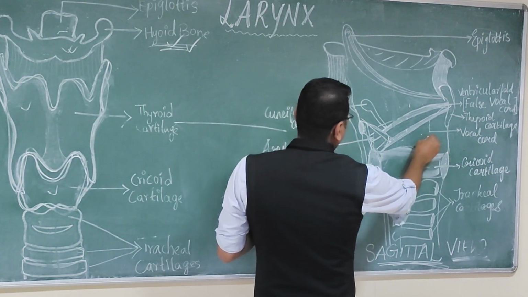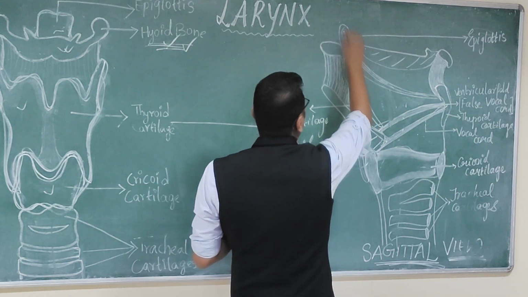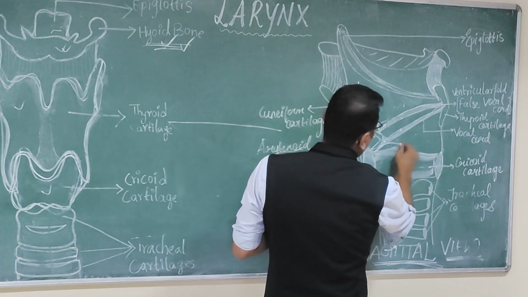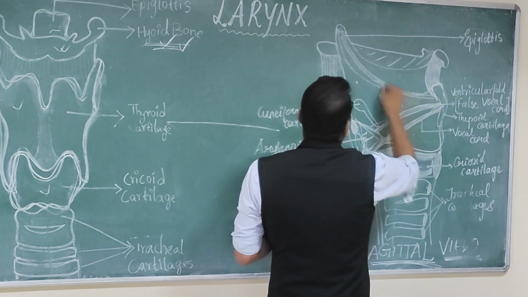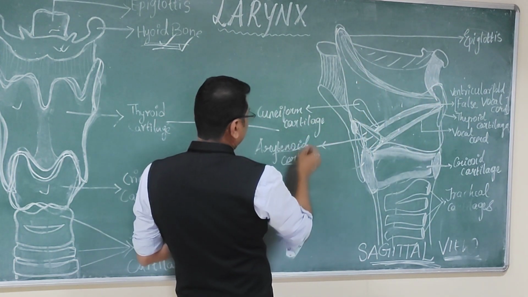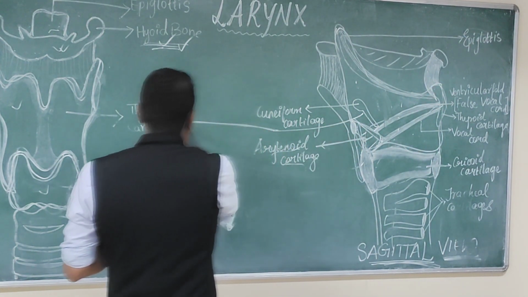This is the thyroid cartilage. The huge thyroid from here. It will be taking out the shape line from here to here. The huge thyroid cartilage is very much visible. This is the thyroid cartilage.